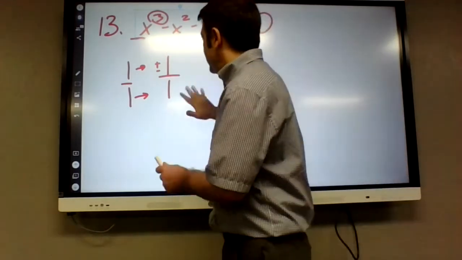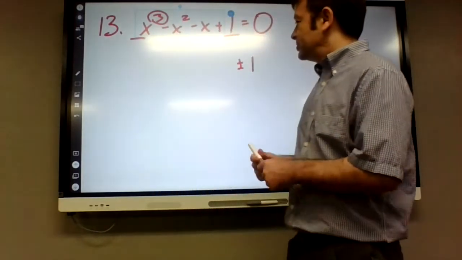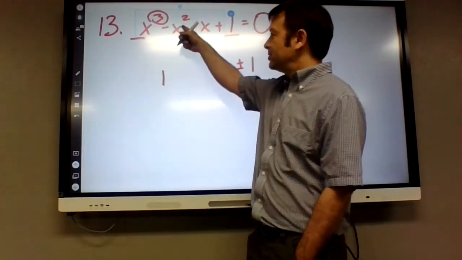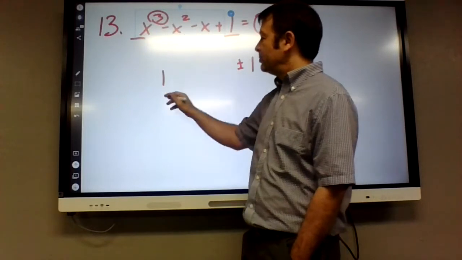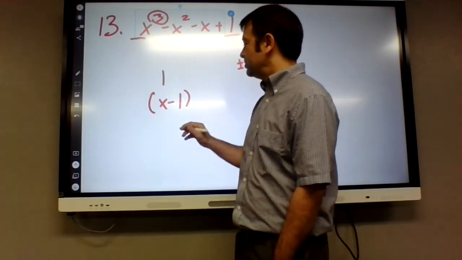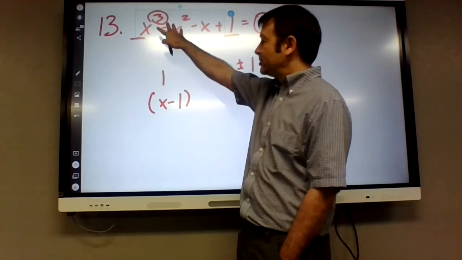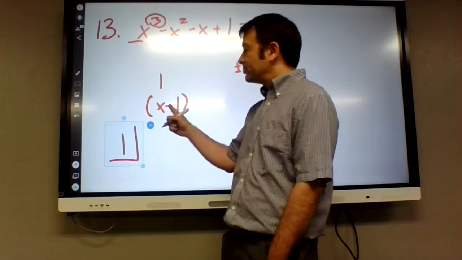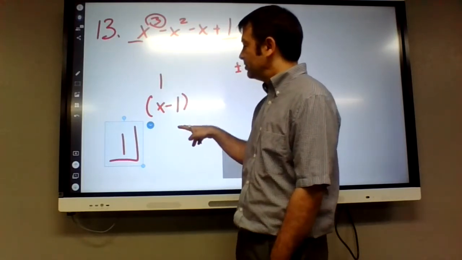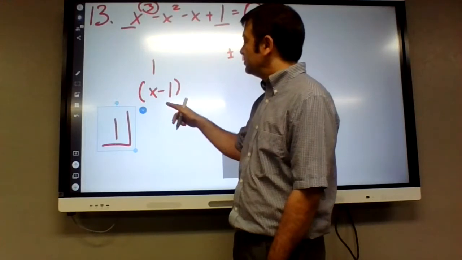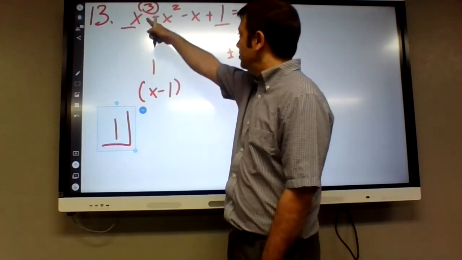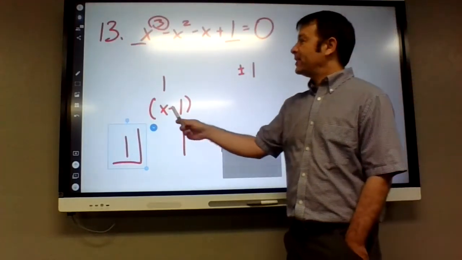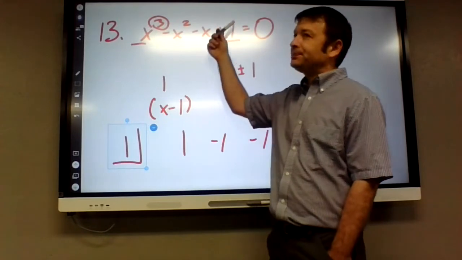Anyway, we really only need to find one solution because if 1 is an answer, a root, a zero of the function, that means x minus 1 is a factor, and I can divide by x minus 1 using synthetic division. So I'm putting 1 in the box. I'm dividing by x minus 1. 1 is the root. And then 1, negative 1. Because what happens if I divide this by x minus 1? What's going to happen?